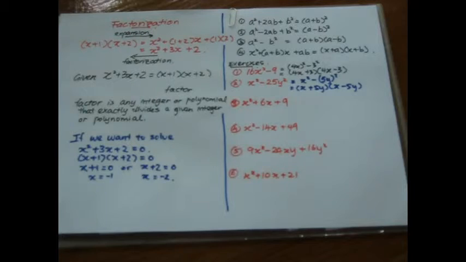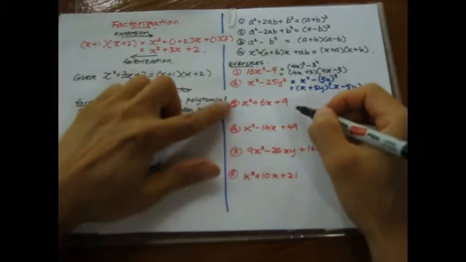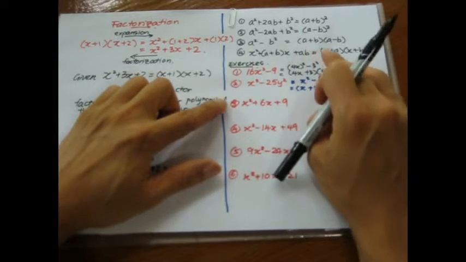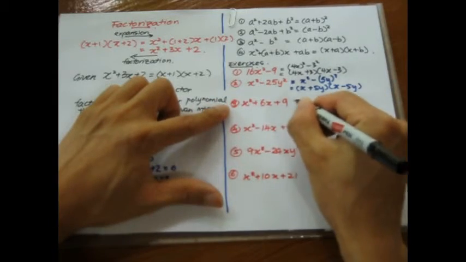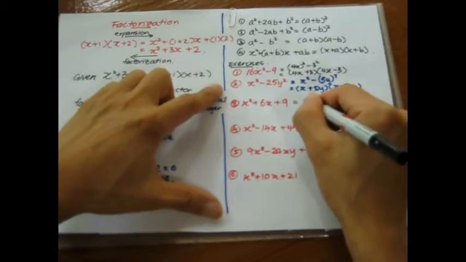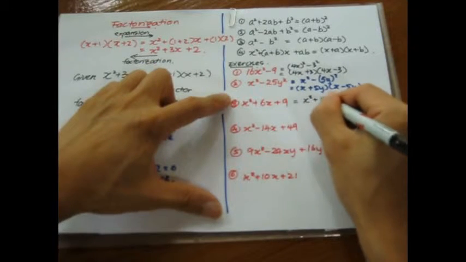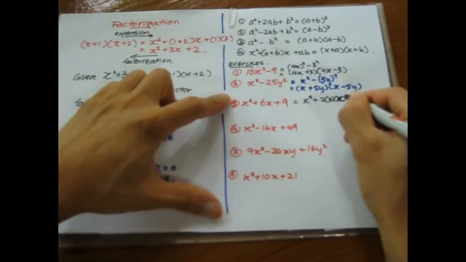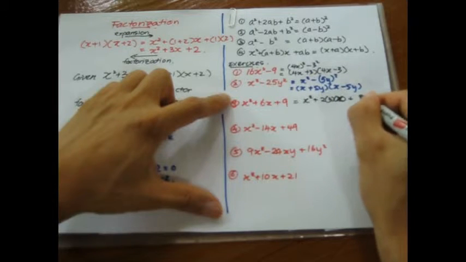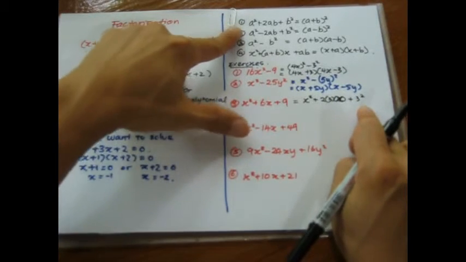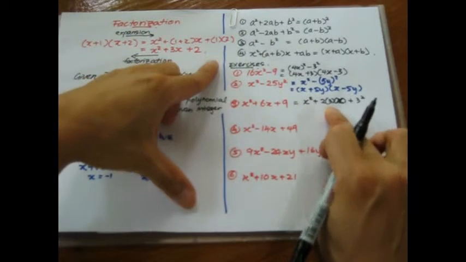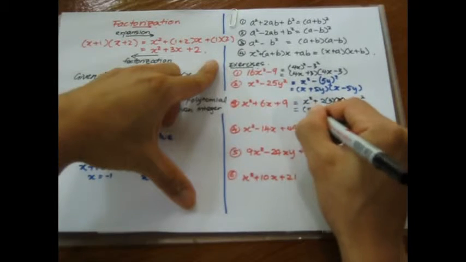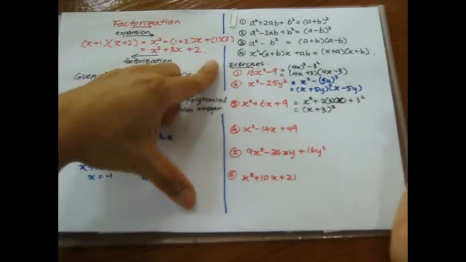Question number 3 is slightly different. Question number 3 is x squared plus 6x plus 9. Now we have to decide, well, which form is it? Is it form number 1 or form number 2? I think this is probably form number 1, so let's check. So I have x squared plus 2 times 3 times x plus 3 squared. Oh, good. This is exactly form number 1, where a is x, b is 3.